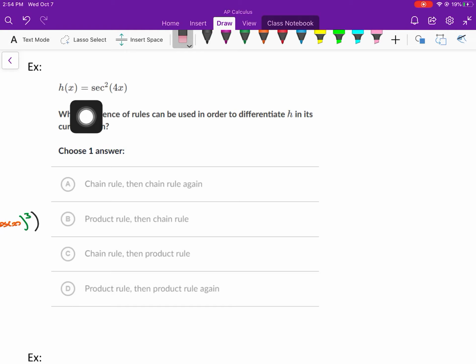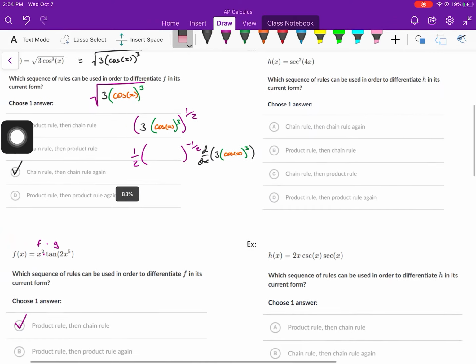And this is just a double chain. Bring down the 2, take the derivative of secant, and then we have to take the derivative of 4x within that.